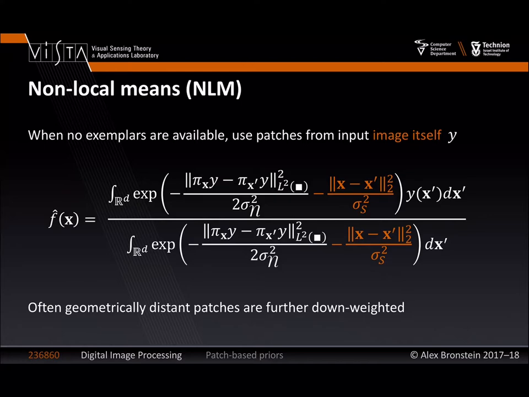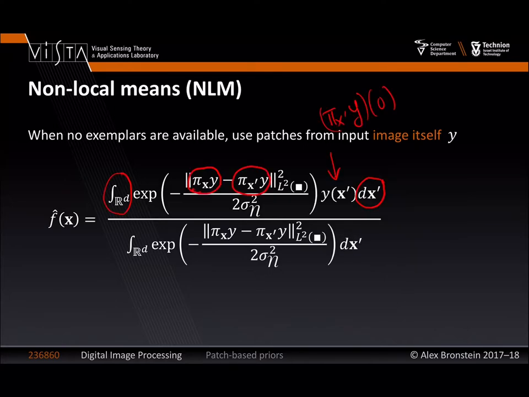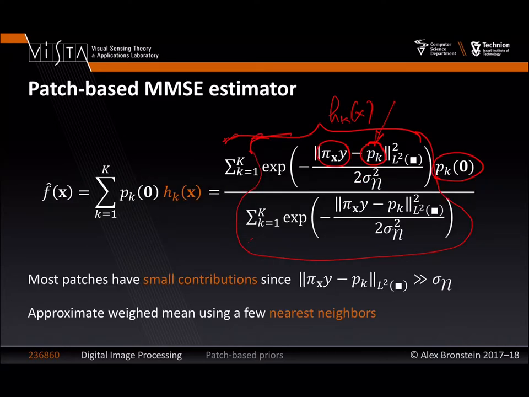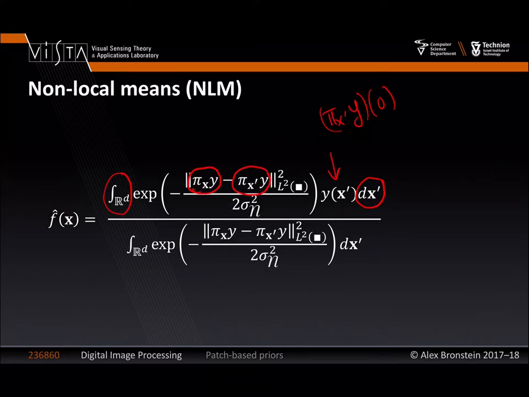Okay, so there are two settings. One of them is using an external collection of exemplars, like what we have here. These PKs come from an external set of clean patches. And here I'm saying that if I don't have such a collection, I will just take the patches from the image itself. And there is a problem with it, right? Because of the assumption I made so far that my exemplar patches are clean. In the image itself, I don't have access to clean patches. I have access only to patches corrupted by noise, right? So this expression will not be an MSE estimator anymore.